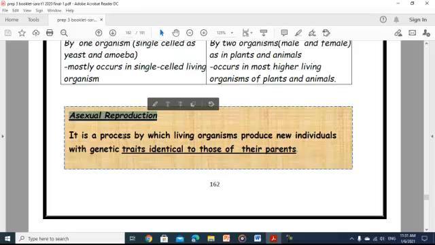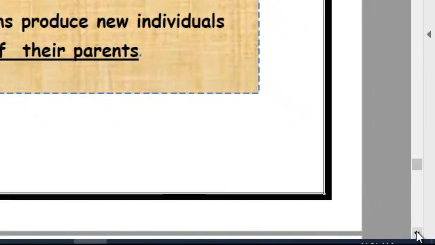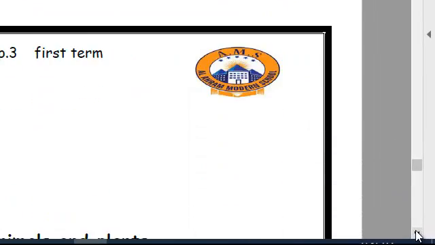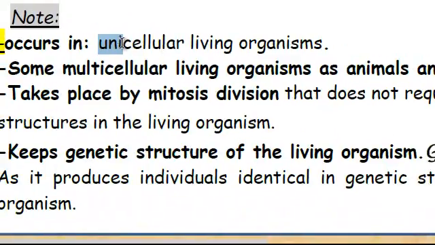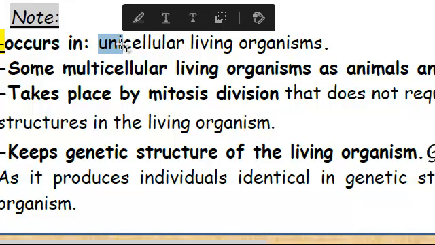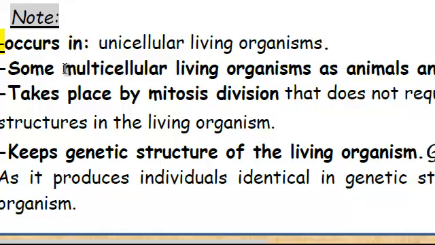Asexual reproduction is the process by which living organisms produce new individuals with identical genetic traits, which is the most important one. Identical means similar to those of their parents. Living organisms produce new individuals identical, or a copy, from only one parental cell, or one parent, not two parents. It occurs in unicellular organisms. Uni means containing one cell. They are very small living organisms, or some multicellular organisms.